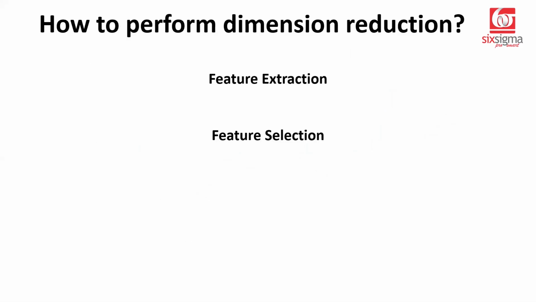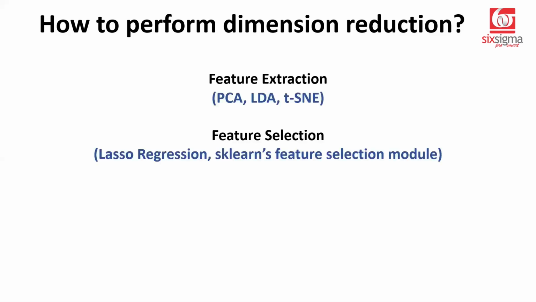So there are 2 broad approaches here. First is feature extraction and the other is feature selection. And there are different techniques that support these. For example, for feature extraction, you can use PCA or principal component analysis, LDA or linear discriminant analysis, or even t-SNE, which is a stochastic neighborhood embedding based approach. Similarly, for feature selection, you can use Lasso Regression, and you even have some specific modules. If we talk about Python, in the scikit-learn library, we have a specific module called feature selection, which helps us choose the features.